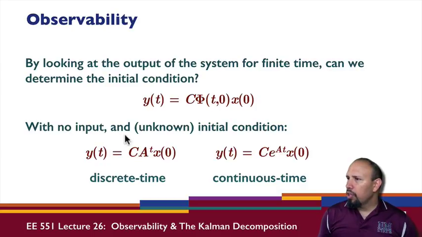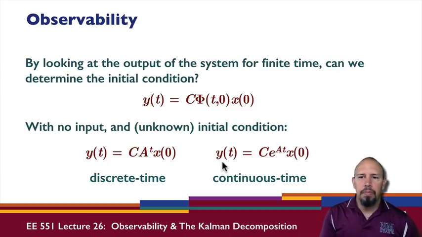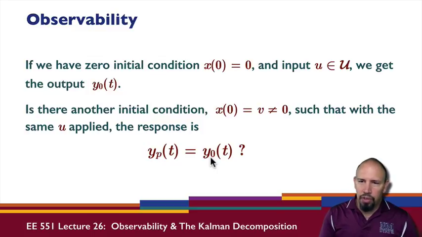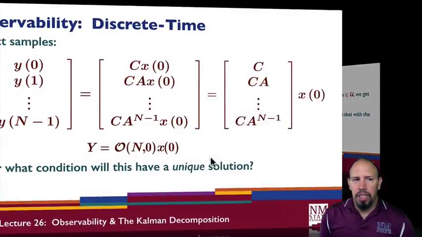In discrete time with no input and unknown initial condition, y of t is given by this expression. In continuous time, y of t is given by this expression. And so if we have zero initial condition and we apply an input u in some admissible set, then we get the output y. So the question is, is there another initial condition other than 0 such that with the same u applied we get the same response? That's another way of looking at this question of observability.